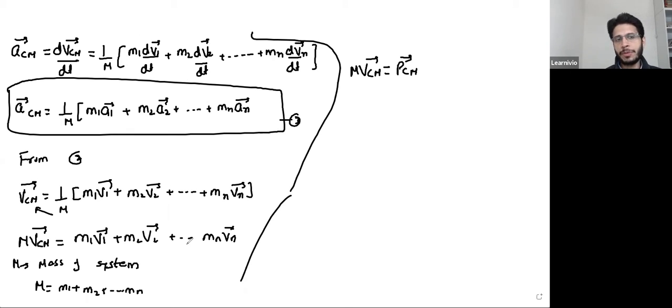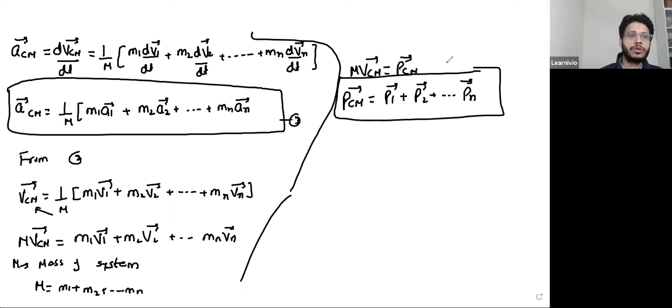This m1 v1 plus m2 v2 plus mn vn, these are the momentums of individual particles. So you can say that the momentum of center of mass is p1 plus p2 up to pn. So if you want to calculate the momentum of center of mass, then just add the momentum of individual particles vectorially. The vector sum of momentum of n particles would be the momentum of center of mass.